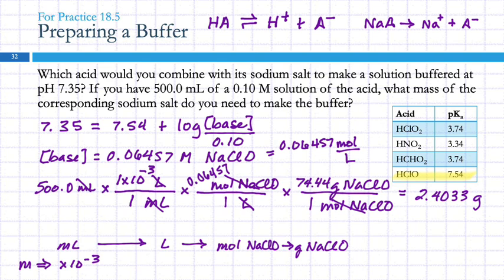How many sig figs? Well, in our pH, we have 2 sig figs, and in this concentration, we have 2. So it's reasonable to say, let's use 2. So I would need to add 2.4 grams of sodium hypochlorite to this acid solution to get a buffer with pH 7.35.